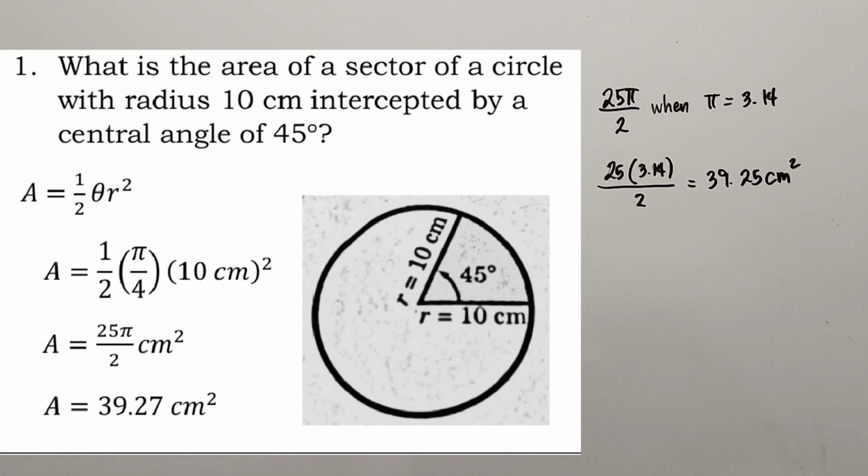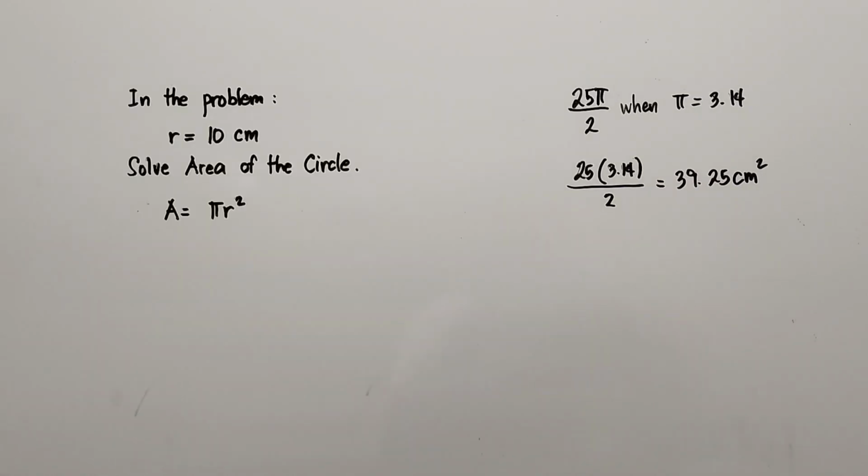This time, I will show you how to make use of the formula of the area of the circle in getting the area of the sector. In the problem, we are given radius equals 10 centimeters, and we will get now the area of the circle. The formula is pi r squared. Substituting the value of pi, which is 3.14, and r, which is 10, the area of the circle is 314 centimeters squared.